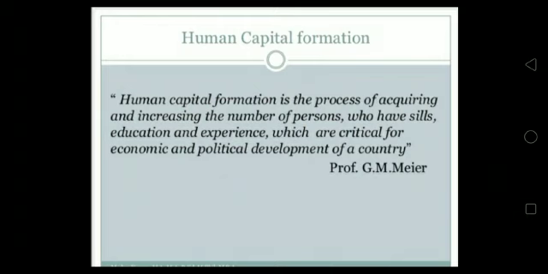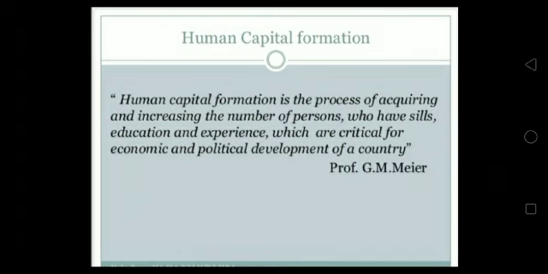What is human capital formation? Human capital formation refers to development of abilities and skill among the population of the country. It is the process of acquiring and increasing the numbers of persons who have the skills, education, and experience. Human capital formation is associated with investment in man and his development as creative and productive resources.